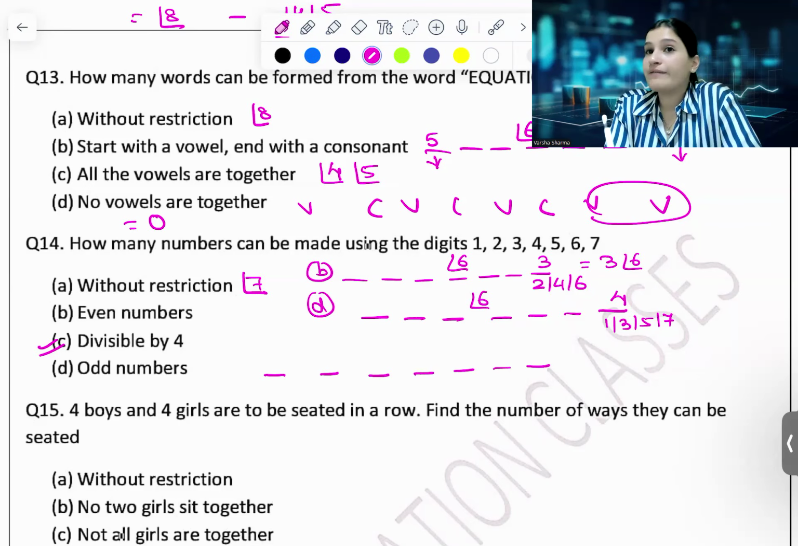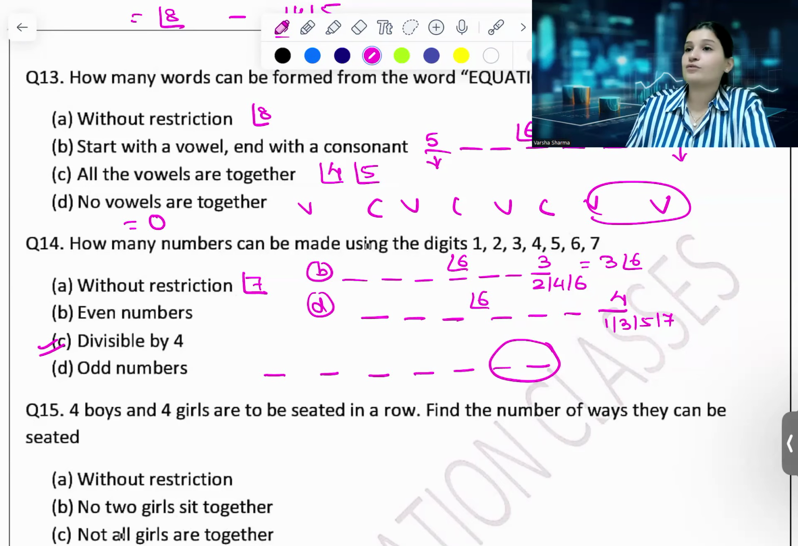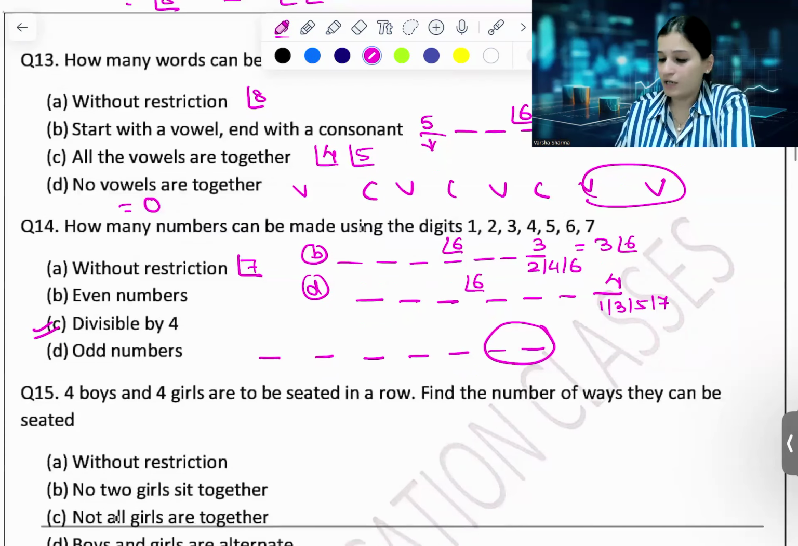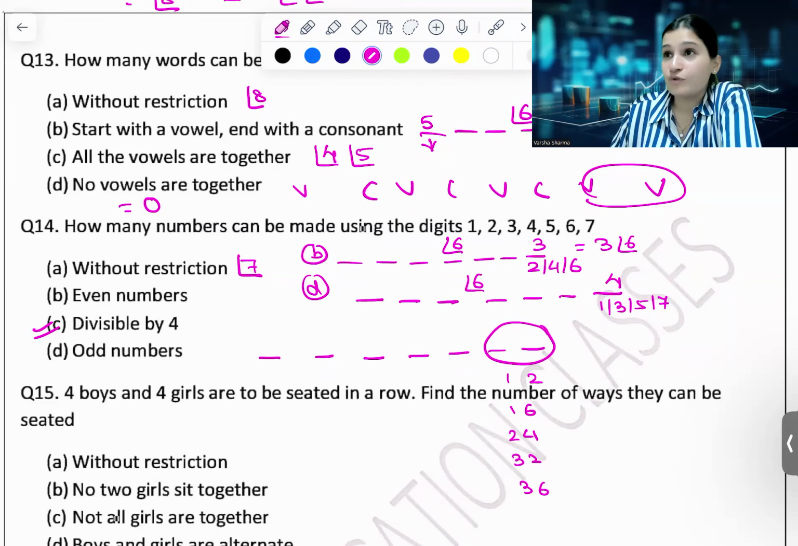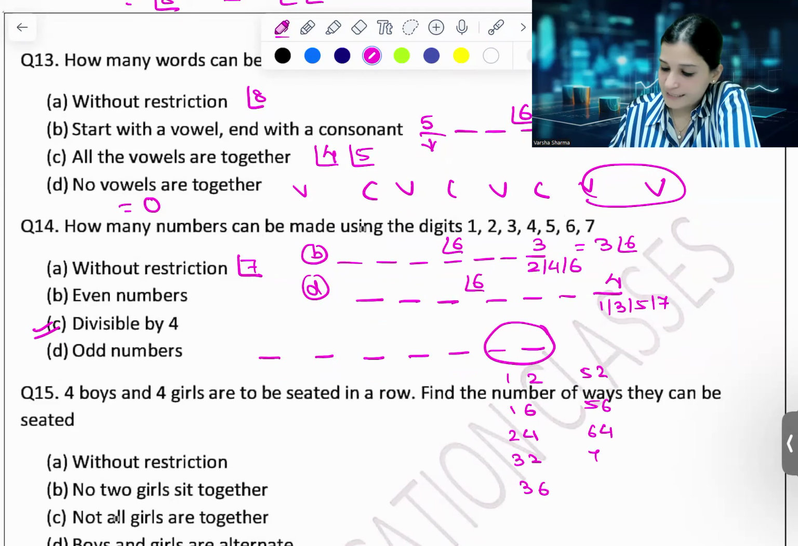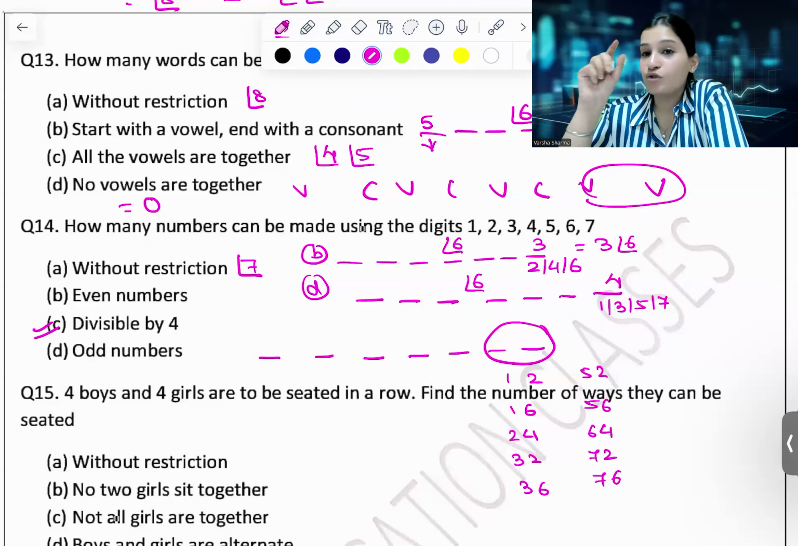Now, part C, divisible by 4. For that number to be divisible by 4, the last two digits have to form a multiple of 4. So what can it be? It can be 12, 16, 24, 32, 36. We don't have 44. Two fours we don't have, so that's not possible. 52, 56, 64, 72, 76. So the last two places have to be filled by one of these 10 options.